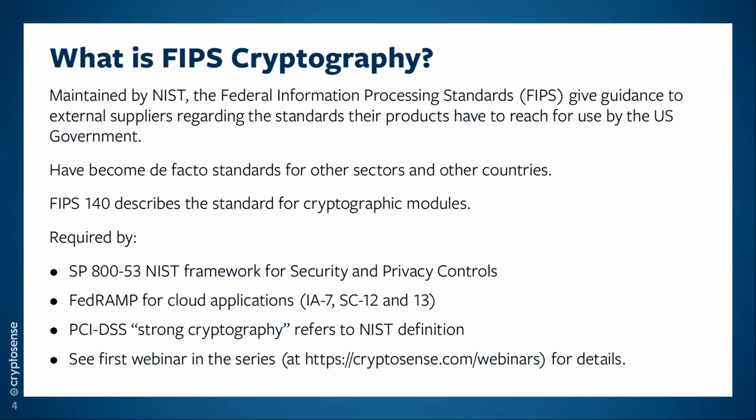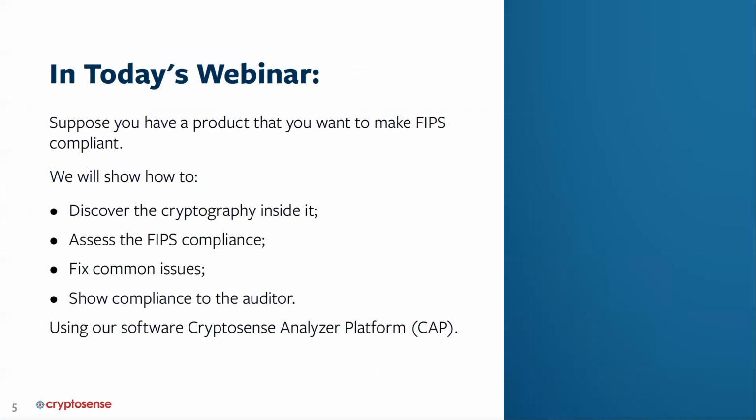But anyway, we assume that you know what FIPS is, and so you've come to this webinar to find out more about how to get FIPS compliant. Suppose you have a product and you want to make it FIPS compliant to pass one of these audit regulations. What we're going to deal with today is a deep dive into how to discover the cryptography that's inside that product, how to assess the FIPS compliance that it has, and how to work towards getting it more compliant by fixing, in particular, the common issues that we see here at Cryptosense with our customers' products when they initially do a FIPS audit.